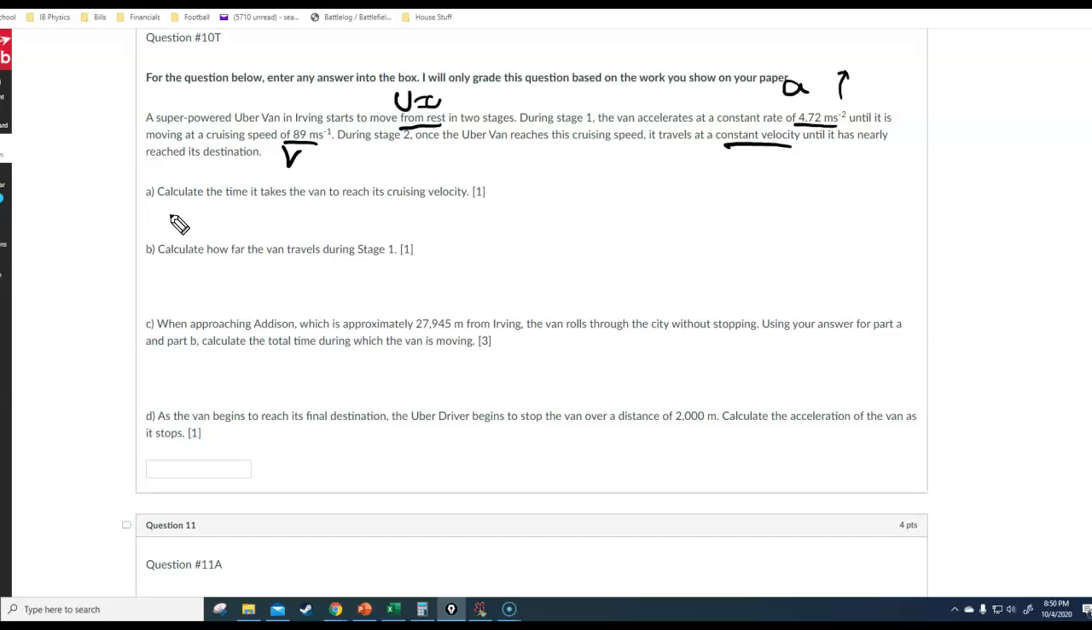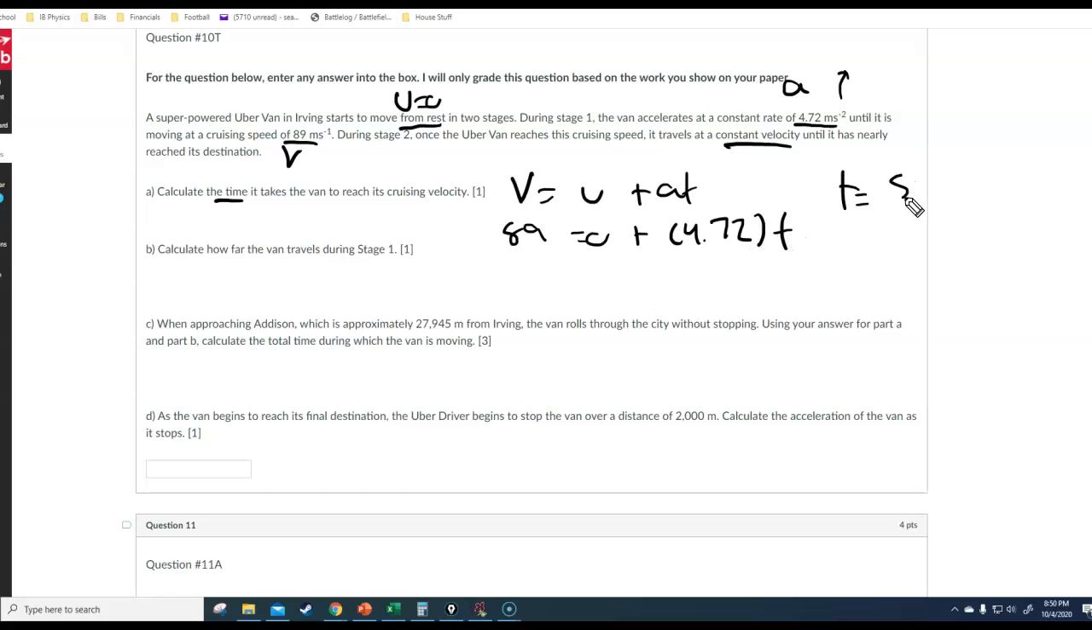Now, people did really good on 10A and 10B. Calculate the time it takes to reach this cruising velocity. So if we're trying to find time, and I have V, U, and A, I'm just using this equation right here, and I'm just going to plug in and solve for T.